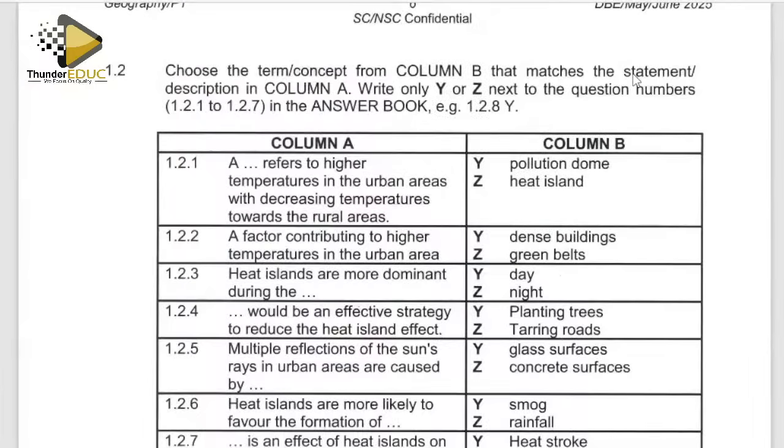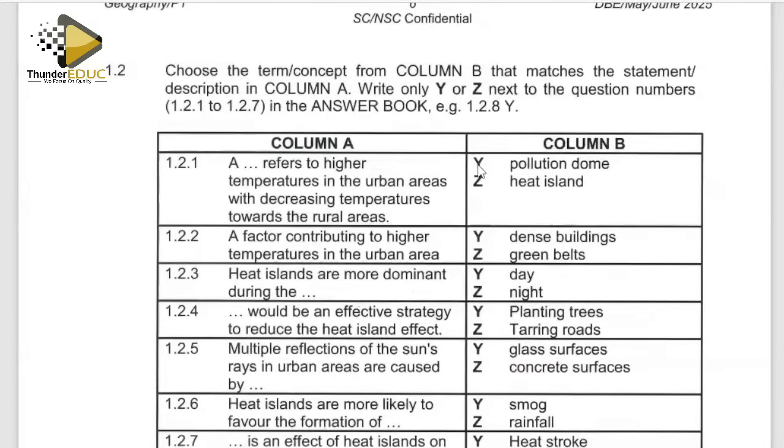Right, welcome learners, the continuation of our discussion of our climate and weather question. We are on question number 1.2. So the first question, on 1.2.1, it says, a dash refers to higher temperatures in the urban areas with decreasing temperatures towards the rural areas. But the situation where we have higher temperatures in the urban area compared to the surrounding countryside or the surrounding rural areas, that's a situation of what we call a heat island.